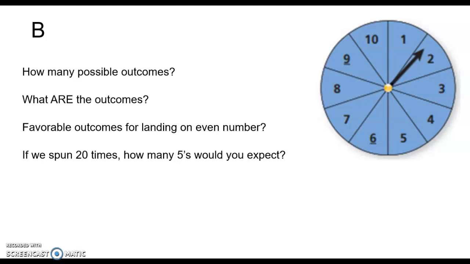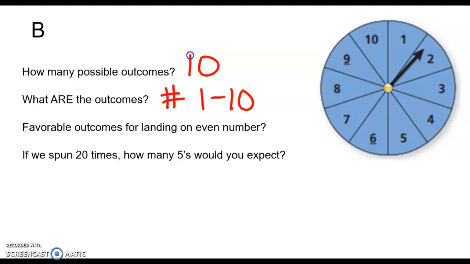So how many possible outcomes? Well, 10. There are 10 different sections I could land on. What are the outcomes? Well, I could land on all the numbers from 1 to 10. So you could list them out, or you could say all the numbers 1 to 10. Okay? Favorable outcomes for landing on an even number.